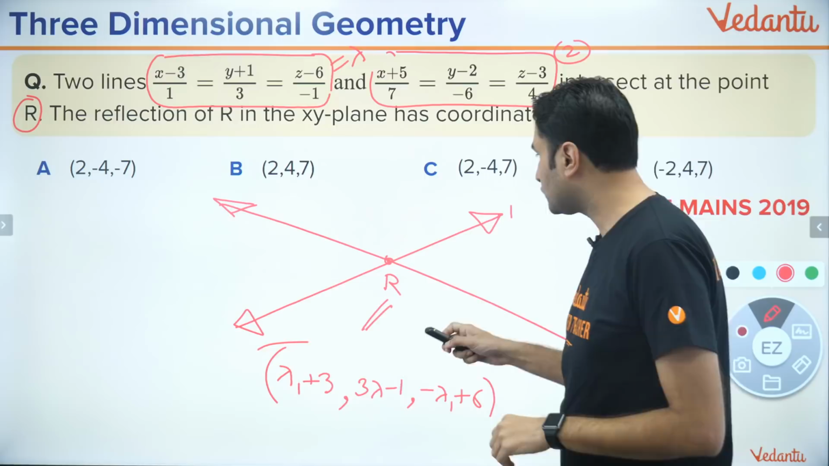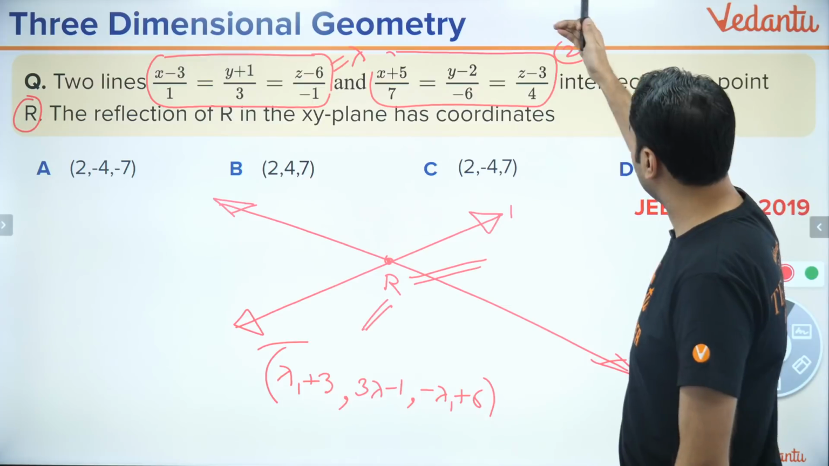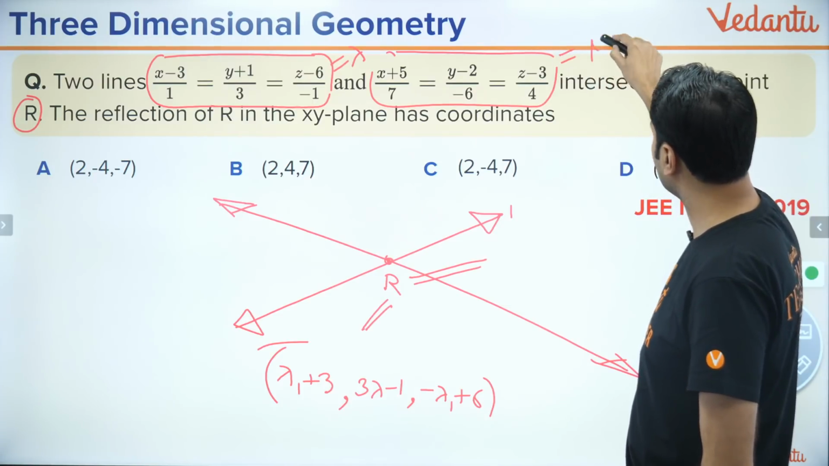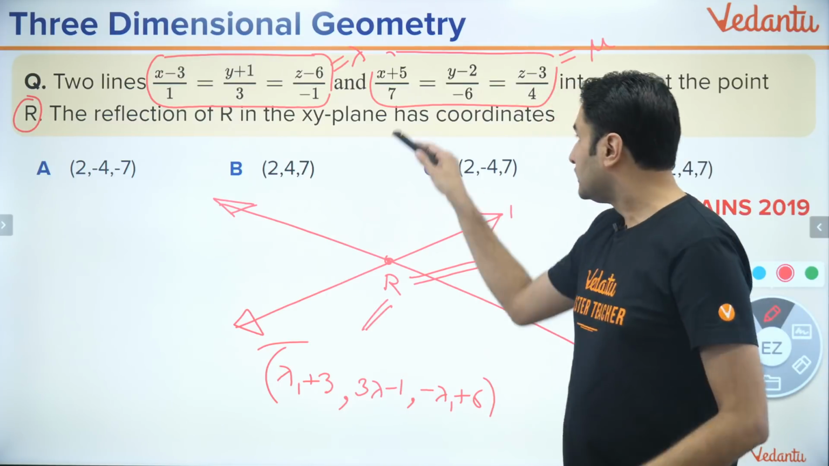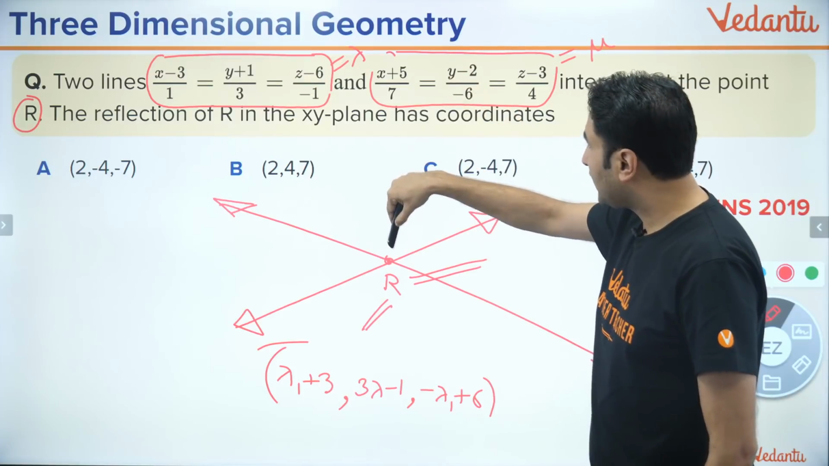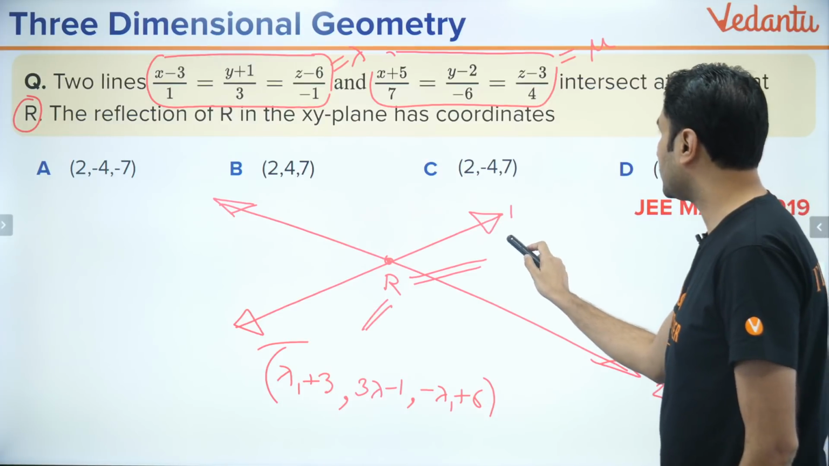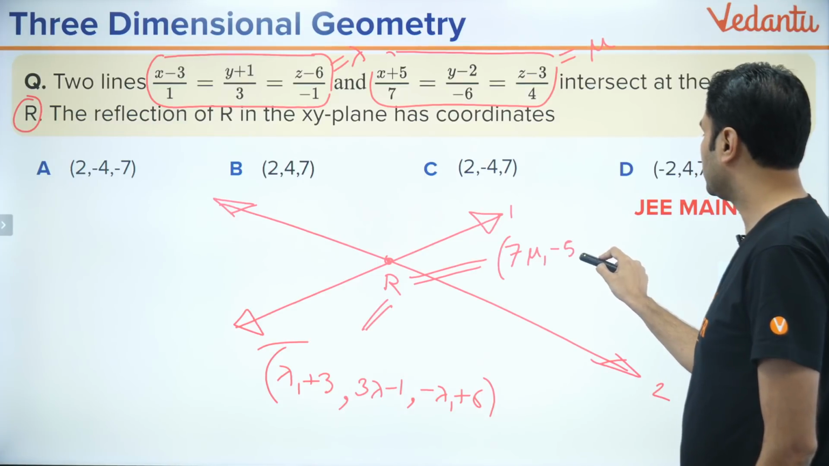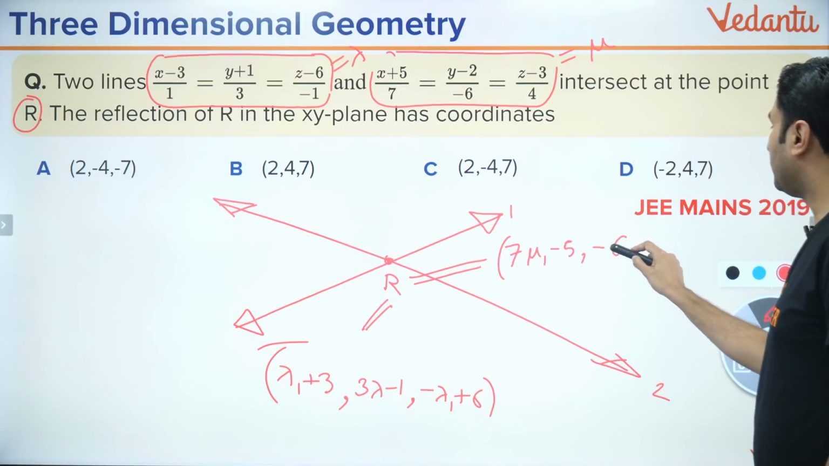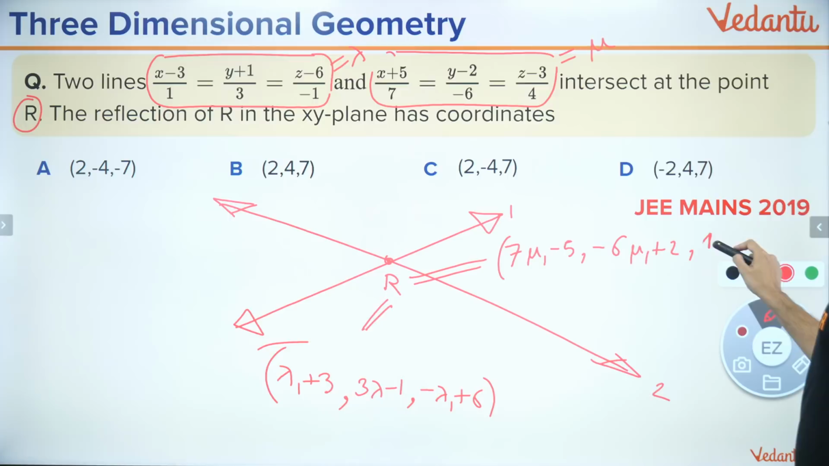Similarly, can you also write down R for this mu? Say this is mu equal to mu. For a particular value of mu, say mu1, you will get the point R on this line. So what will it be? Let me say 7 mu1 minus 5. I'm just cross multiplying. Minus 6 mu1 plus 2 and 4 mu1 plus 3.